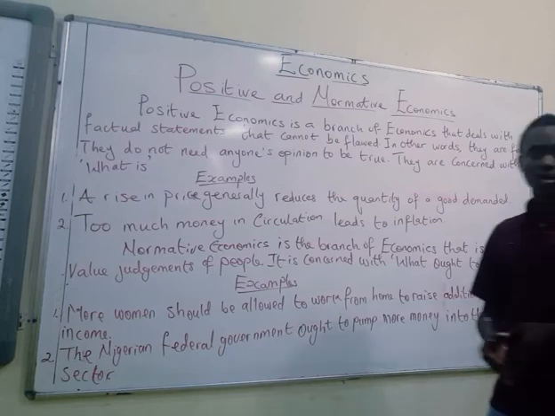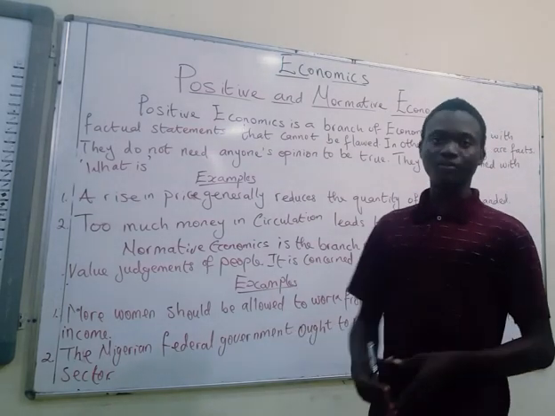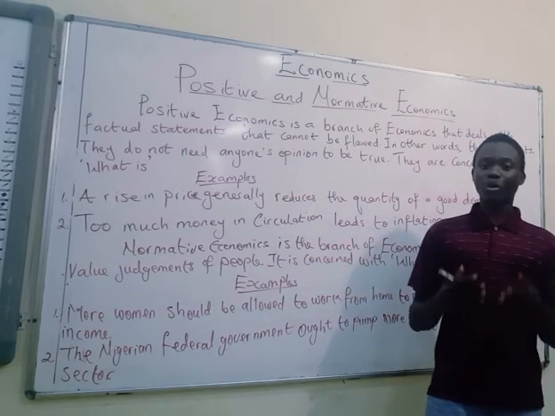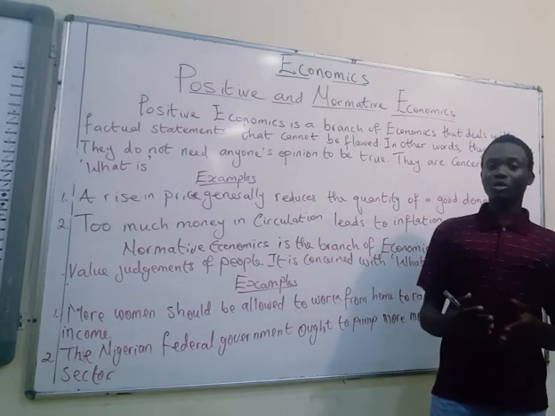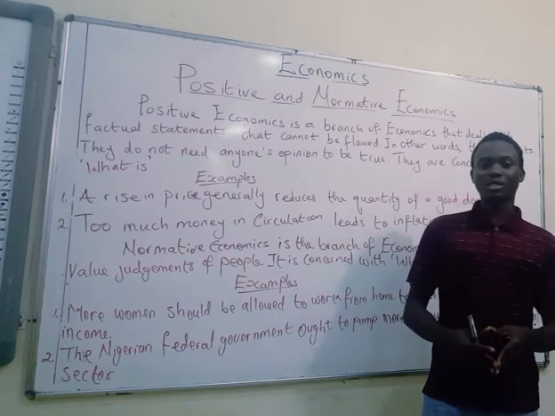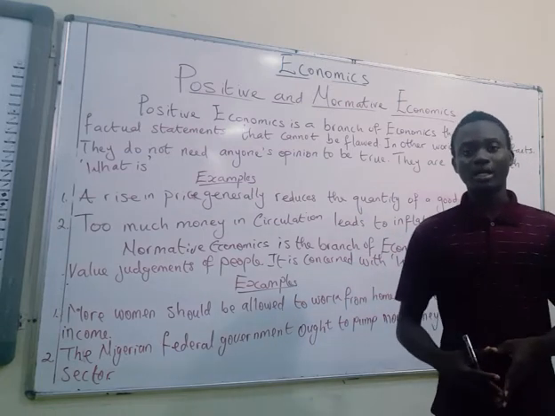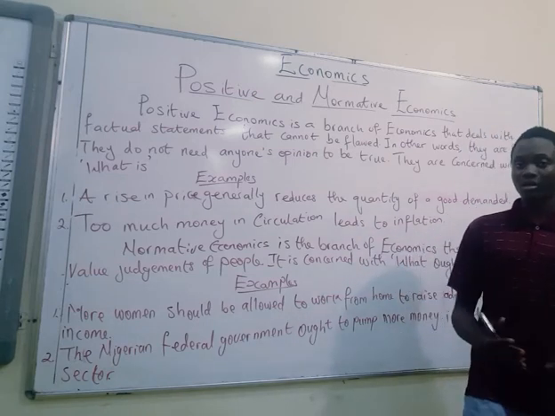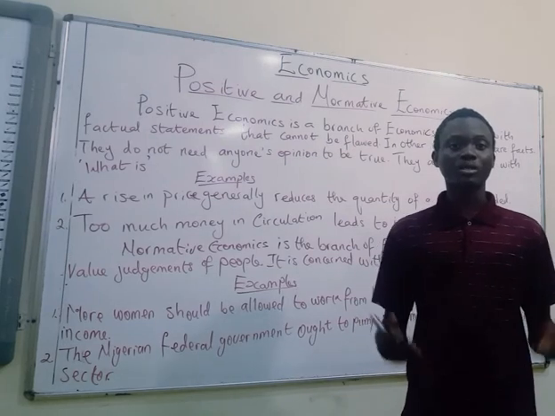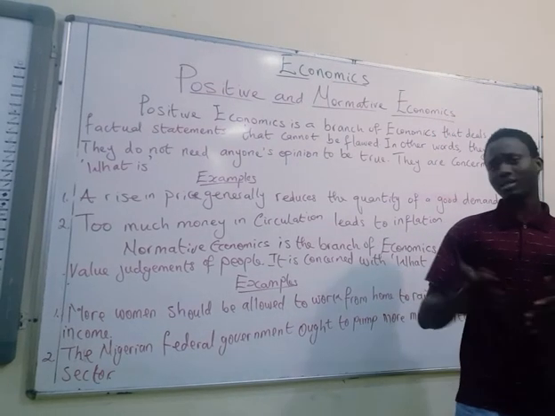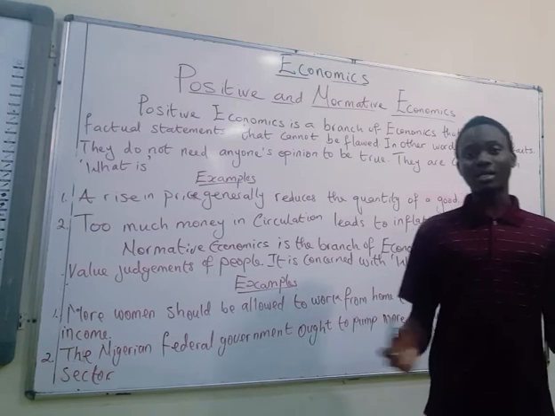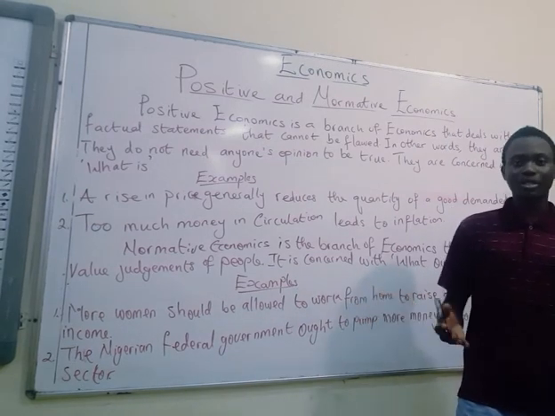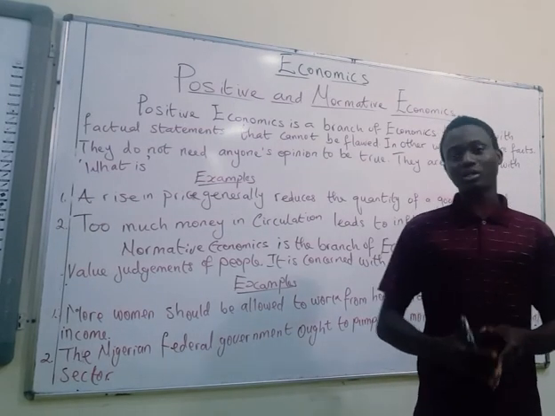educational sector. If you want to bring out the positive statement out of this, what we need to find out is the federal government's allocation to the educational sector. If it is 2 billion naira per year, that is a positive statement: the federal government allocation to the educational sector is 2 billion naira a year. So what we have to do is gather data. Is it true? When we gather data, we see that it is 2 billion naira per year. Then that's it. It's a fact, so there's no point in arguing.